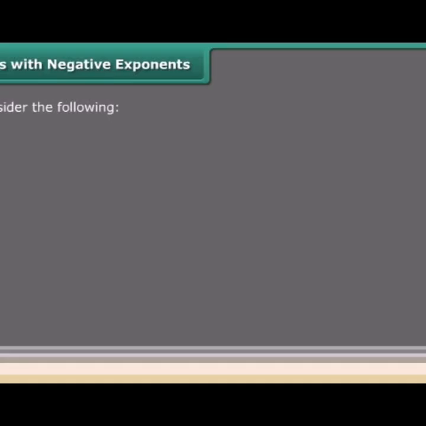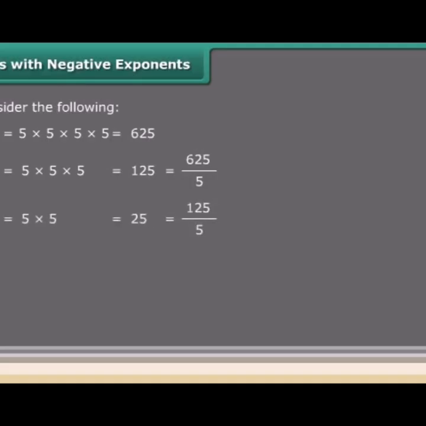Consider the following. 5 raised to the power 4 is equal to 5 × 5 × 5 × 5, which is equal to 625. 5 raised to the power 3 is equal to 5 × 5 × 5, which is equal to 125, which is equal to 625 upon 5. 5 raised to the power 2 is equal to 5 × 5, which is equal to 25, which is equal to 125 upon 5. 5 raised to the power 1 is equal to 5, which equals 25 upon 5. 5 raised to the power 0 is equal to 1, which equals 5 upon 5. The previous number is divided by the base 5.